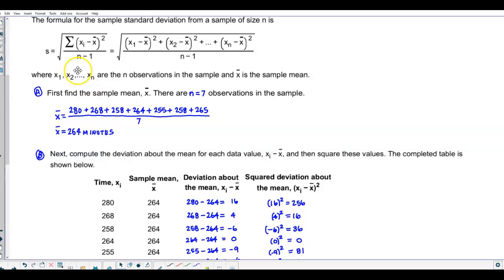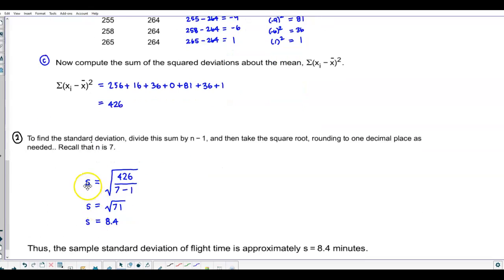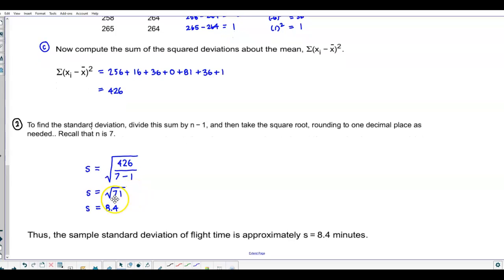Back up to this formula, we take the sum of the squared deviations about the mean, and then we divide it by n minus 1. Here's our formula. S is going to equal the square root of 426 divided by 7 minus 1, which gives us the square root of 71. Rounding to 1 decimal place, we get the sample standard deviation to be 8.4. Thus, the sample standard deviation of flight time is approximately 8.4 minutes.